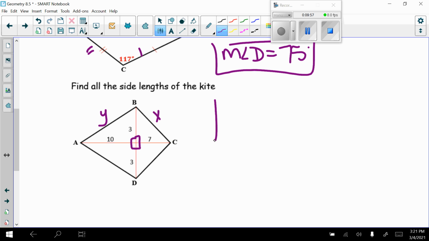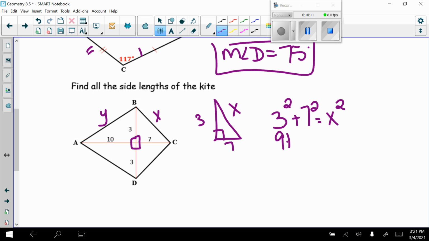So if I pull out this first triangle, 3, 7, x. Pythagorean theorem. So I have 3 squared plus 7 squared equals x squared. So 9 plus 49 equals x squared. So I get 58 is equal to x squared. But I don't want x squared, so I'm going to take the square root of 58.